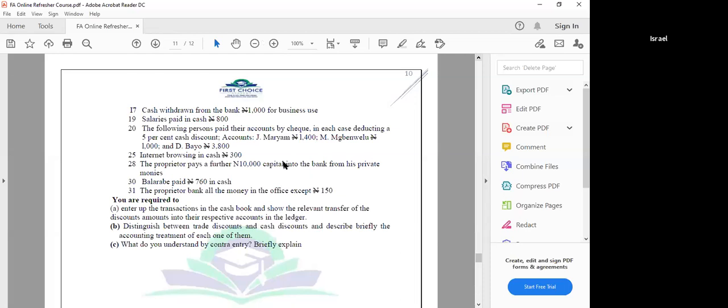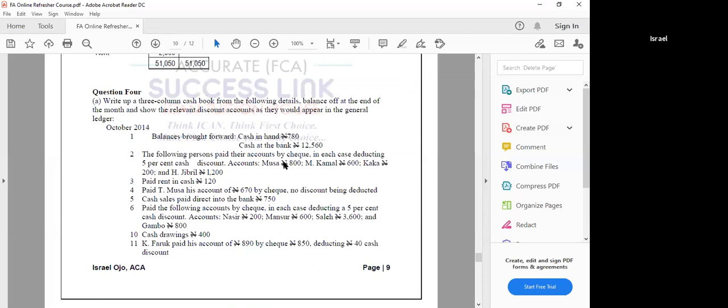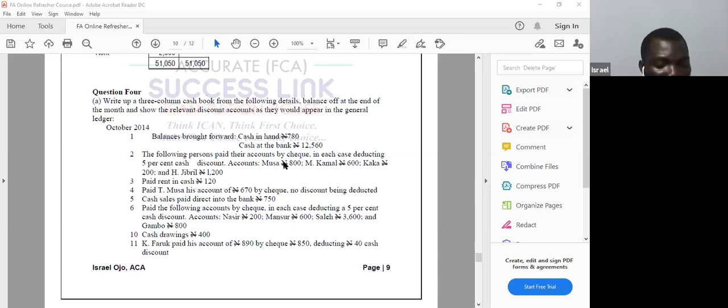We have discount, we have the cash and we have the bank. Those are the two things. So I'll give you time to read through the question so that I can easily solve it. The amounts as shown in the relevant discount accounts, and how they will appear in the general ledger. We have to work on this.